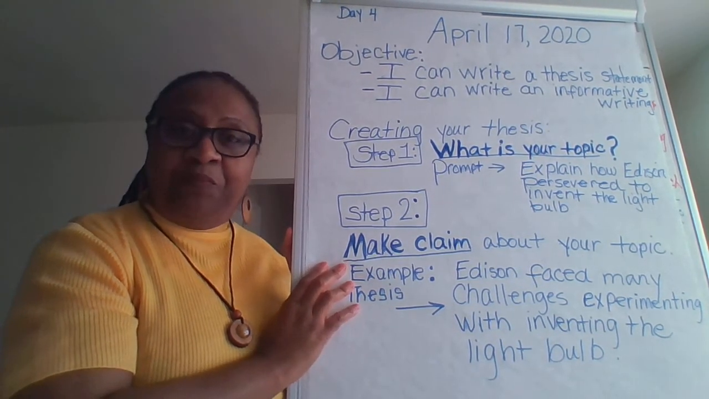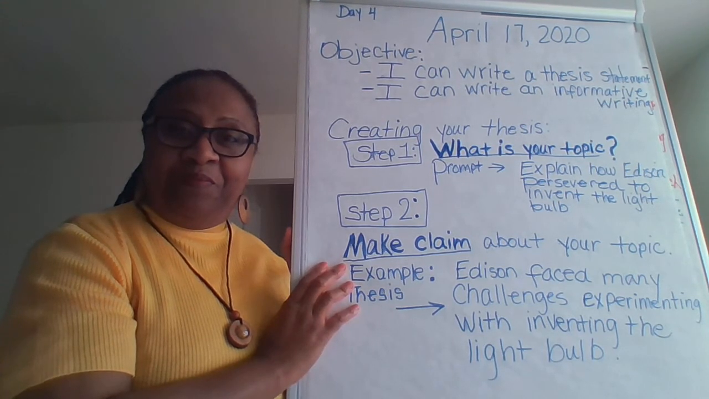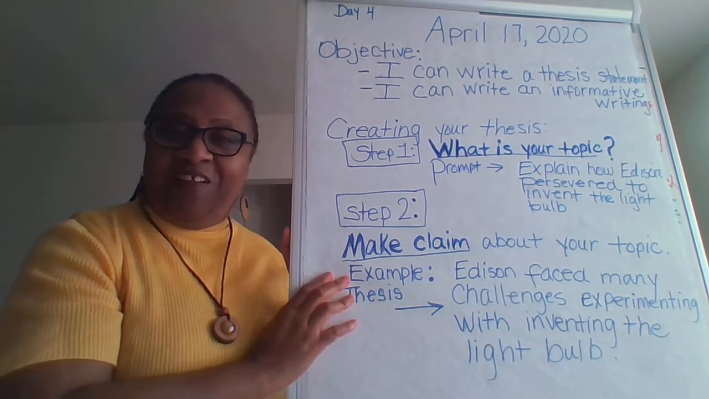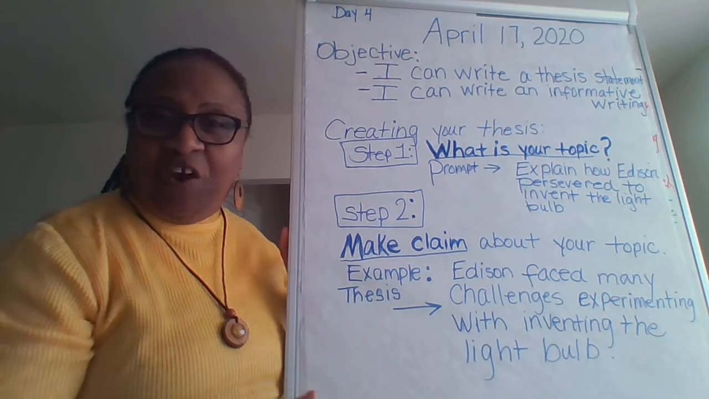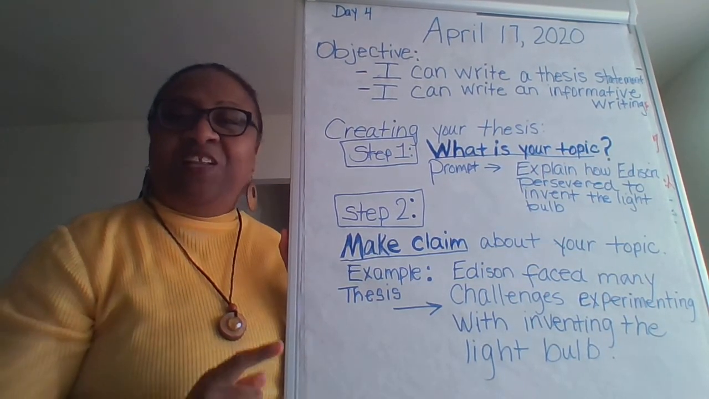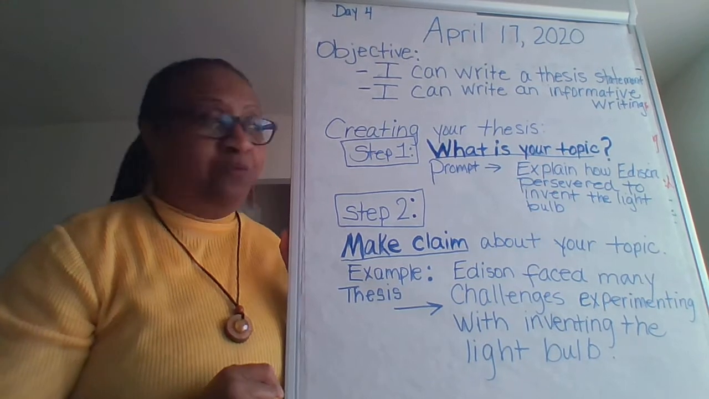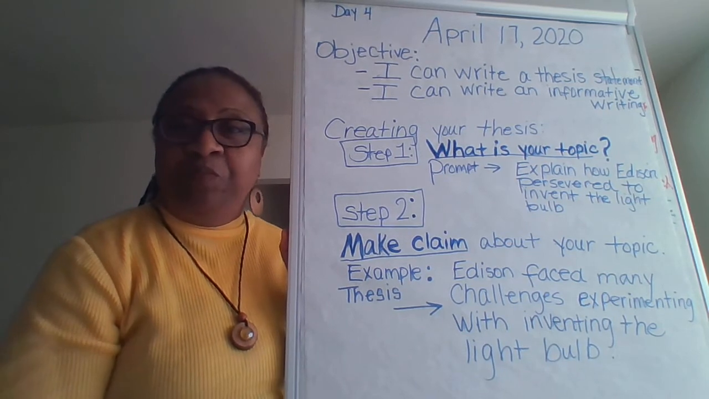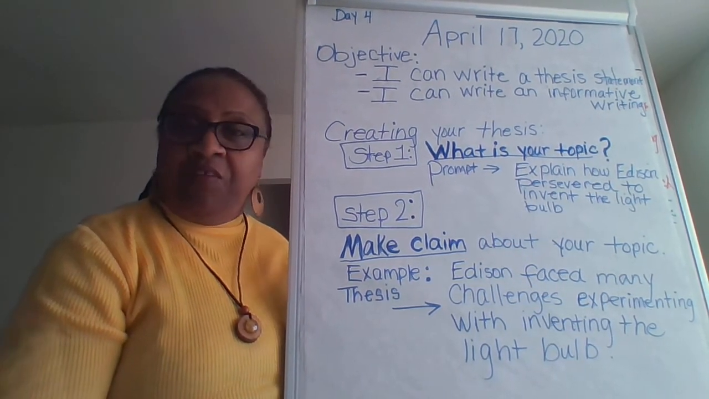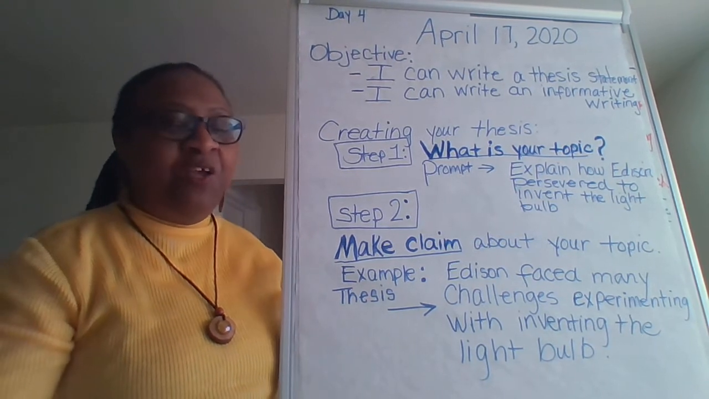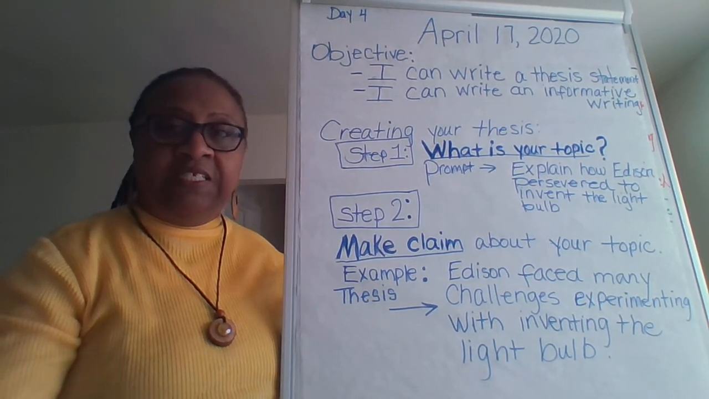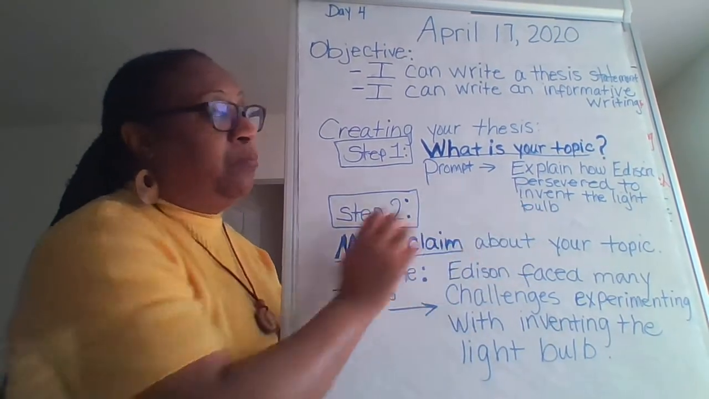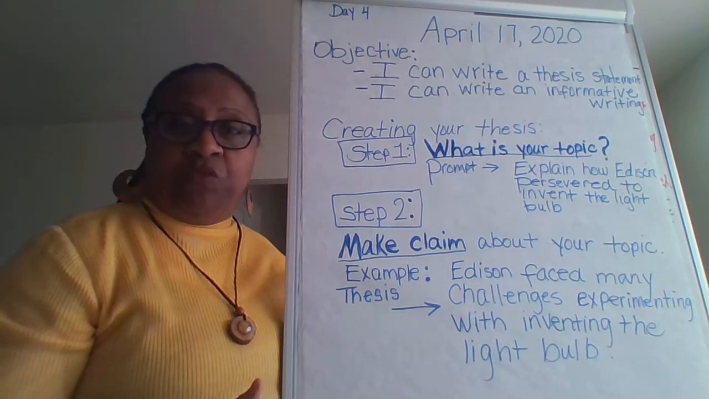Let's ask Corinne. Yes, that's absolutely correct, Corinne. Corinne said that to persevere means to keep trying and don't give up. And that's exactly right. That is what that word means. And that we see is what Thomas Edison did in his invention of the light bulb. He didn't give in, although he was faced with many challenges. Okay, so now that is the topic that we're going to be basing our thesis on. This is the prompt that we're going to be basing our thesis on for today.